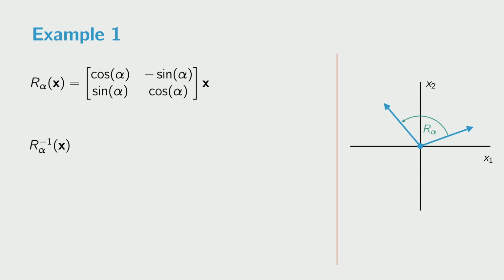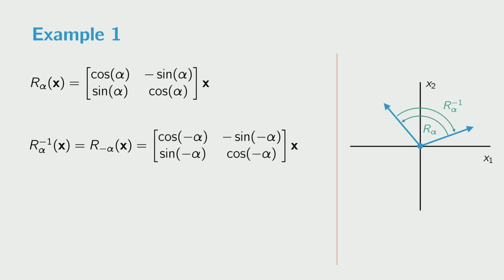Well, geometrically it's clear what it should be. You can undo the rotation simply by rotating back. That is the only way. The inverse is unique. Rotating back comes down to a rotation over an angle minus alpha. So indeed, the inverse is a linear transformation. You get the standard matrix by simply substituting minus alpha in the matrix that we saw before.